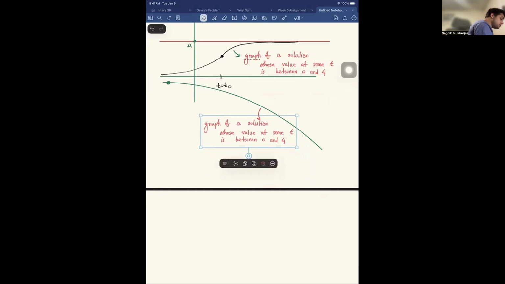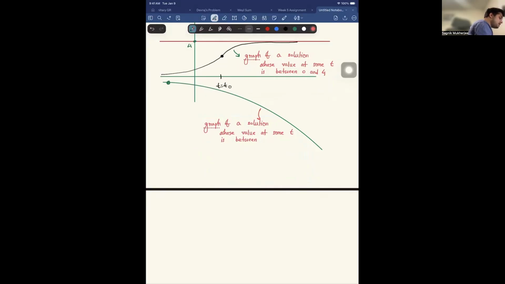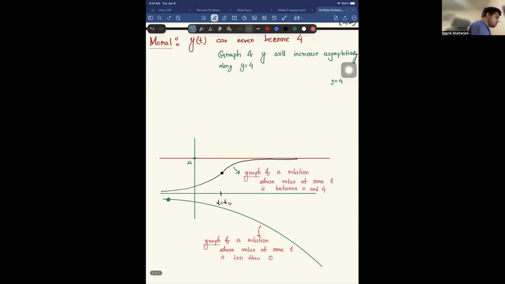This is the graph of a solution whose value at some t is less than 0. This is number 2. And you can see, once it is less than 0, it will keep decreasing, and hence it will remain always less than 0. You saw that if at some point the value of the solution is negative, it will decrease from that point, and hence it will keep decreasing all the time. Because something smaller than negative is definitely a bigger negative number, right?